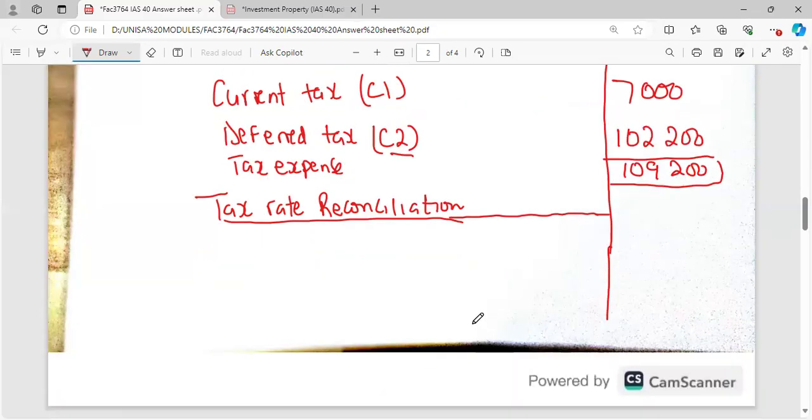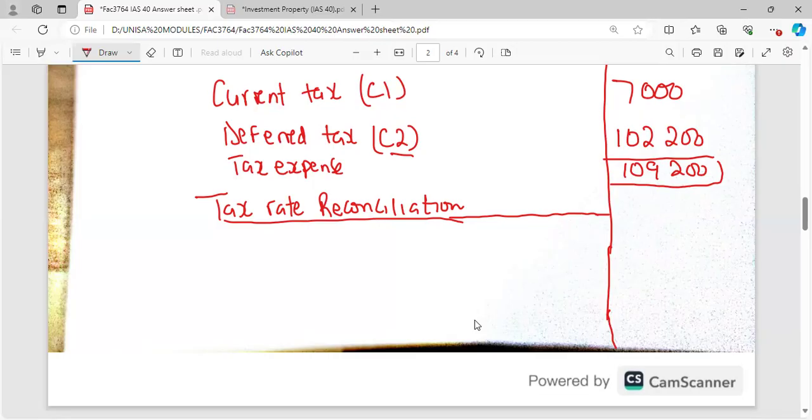What are we going to do with the tax rate reconciliation? What information, in fact, do we need in the tax rate reconciliation? We need the 28% of the amounts. Of which amount? The accounting profit.